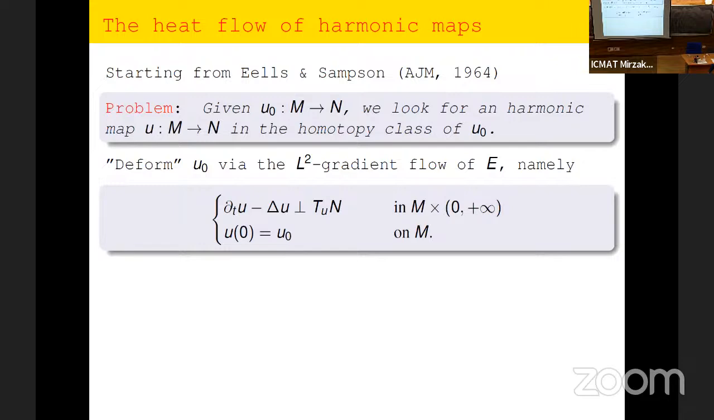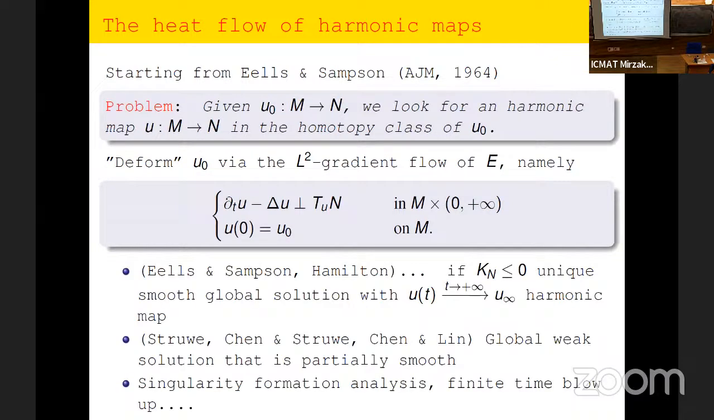So there are plenty of results on this equation. The first one is exactly due to Eells and Sampson, and they recognize that the condition to have a smooth flow, and so to positively solve this problem, is that the sectional curvature of the target manifold should be less than or equal to 0. In this case, you have a smooth solution which converges when time goes to plus infinity to a harmonic map, which means that exactly using this flow you can deform this U0 to a harmonic map. Okay.